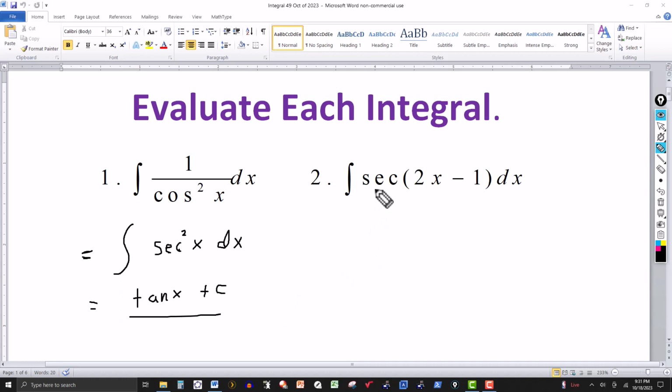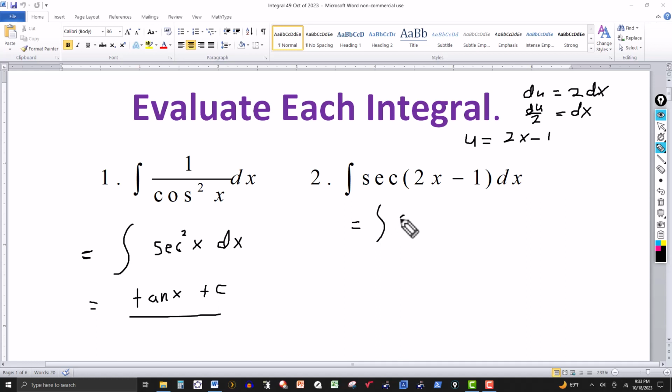Now the next one, we got the integral of secant of 2x minus 1. There is a formula for the integral of secant, and you could easily apply that right here. But if it's easier to rewrite it in terms of a u substitution, you can let u equal 2x minus 1. So du, the derivative of 2x minus 1, is 2, and you'd have the dx here. So solving for dx, we divide both sides by 2, and dx is equal to du over 2. And then we can continue to write this in terms of the variable u.